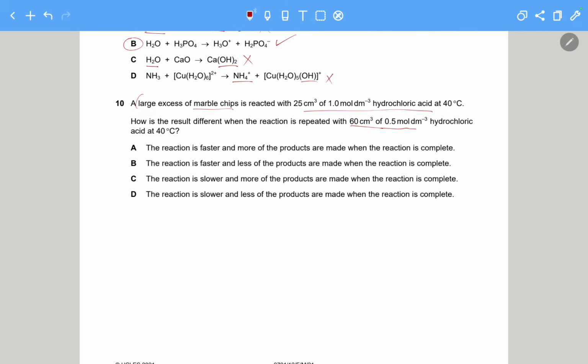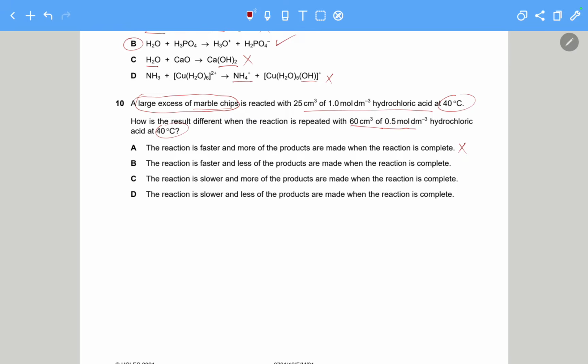Now, remember, the starting of the question says marble chips are in excess. We really don't have to worry about them anymore. And we have different volumes and concentrations of hydrochloric acid being used at 40 degrees Celsius. Temperature is also constant. So let's read the options. The reaction is faster and more of the products are made when the reaction is complete. Now, the temperature is the same. The concentration is lower, and therefore A cannot be the correct answer, because the concentration is lower, so the reaction will be slower.